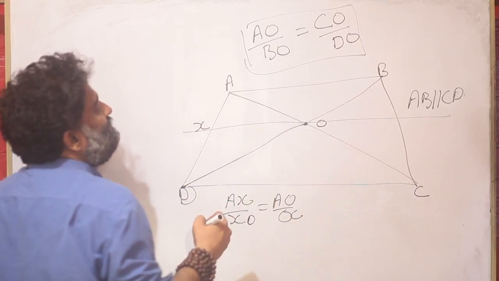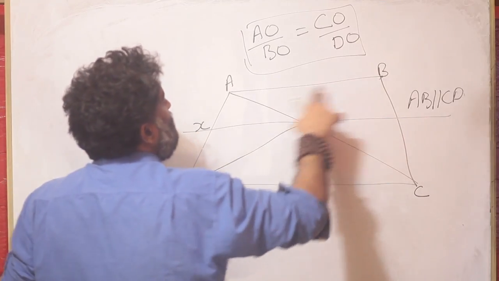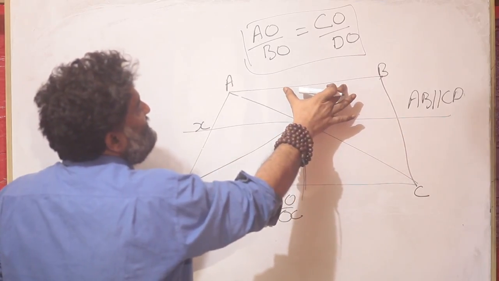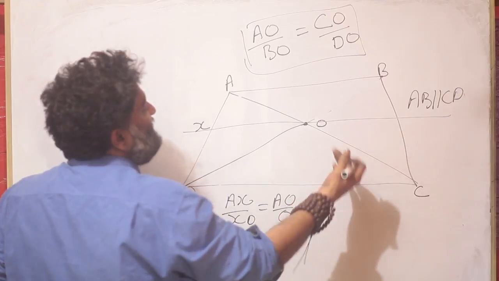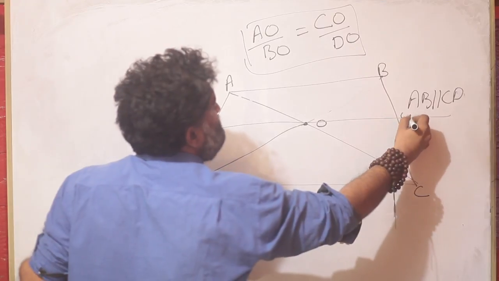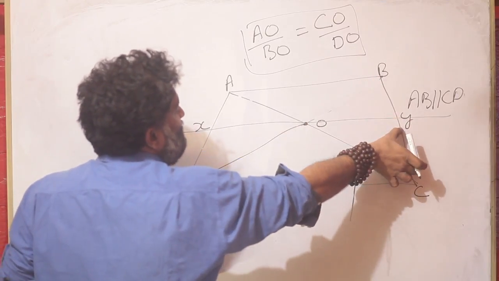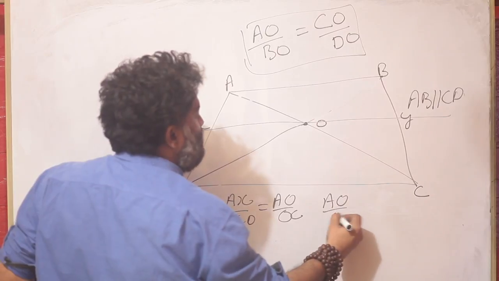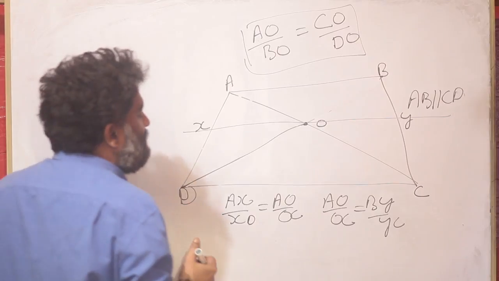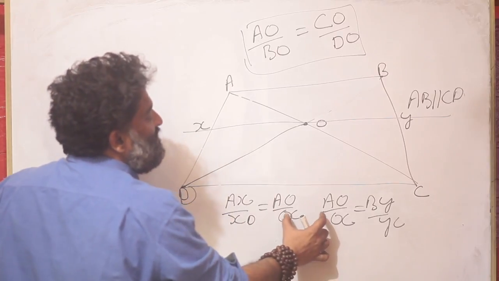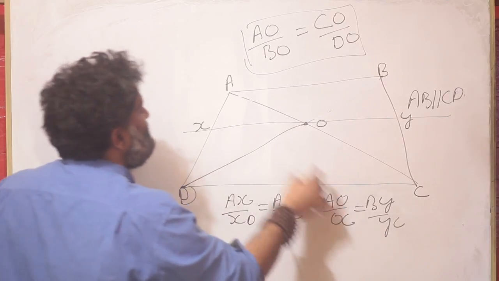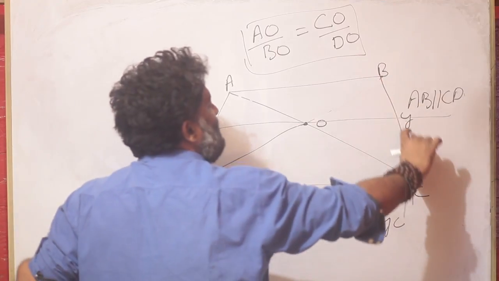Put this triangle back here. Now for a second, think of triangle ABC. Once again, the same line is parallel to one of the sides. That means it will divide the other sides in the same ratio. That means AO upon OC is equal to, let's say call this point Y, BY upon YC. Therefore, AX upon XD is equal to BY upon YC.